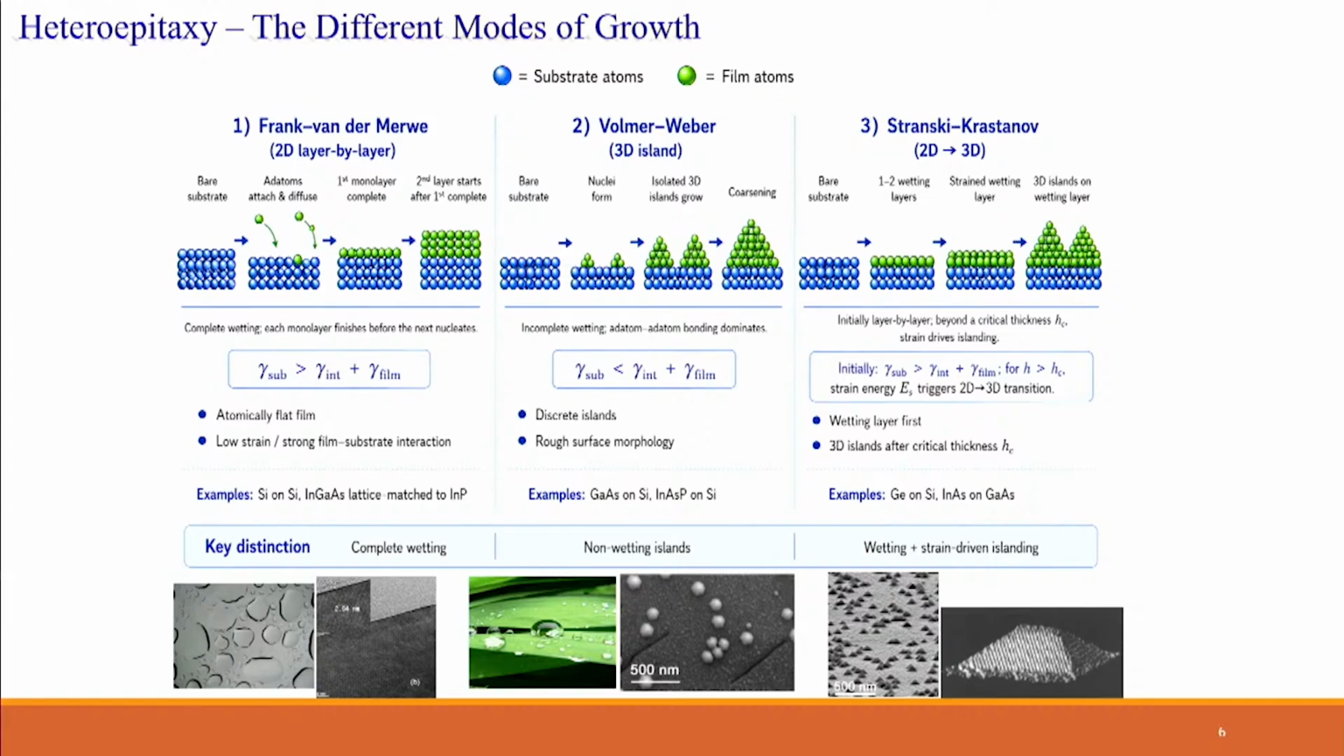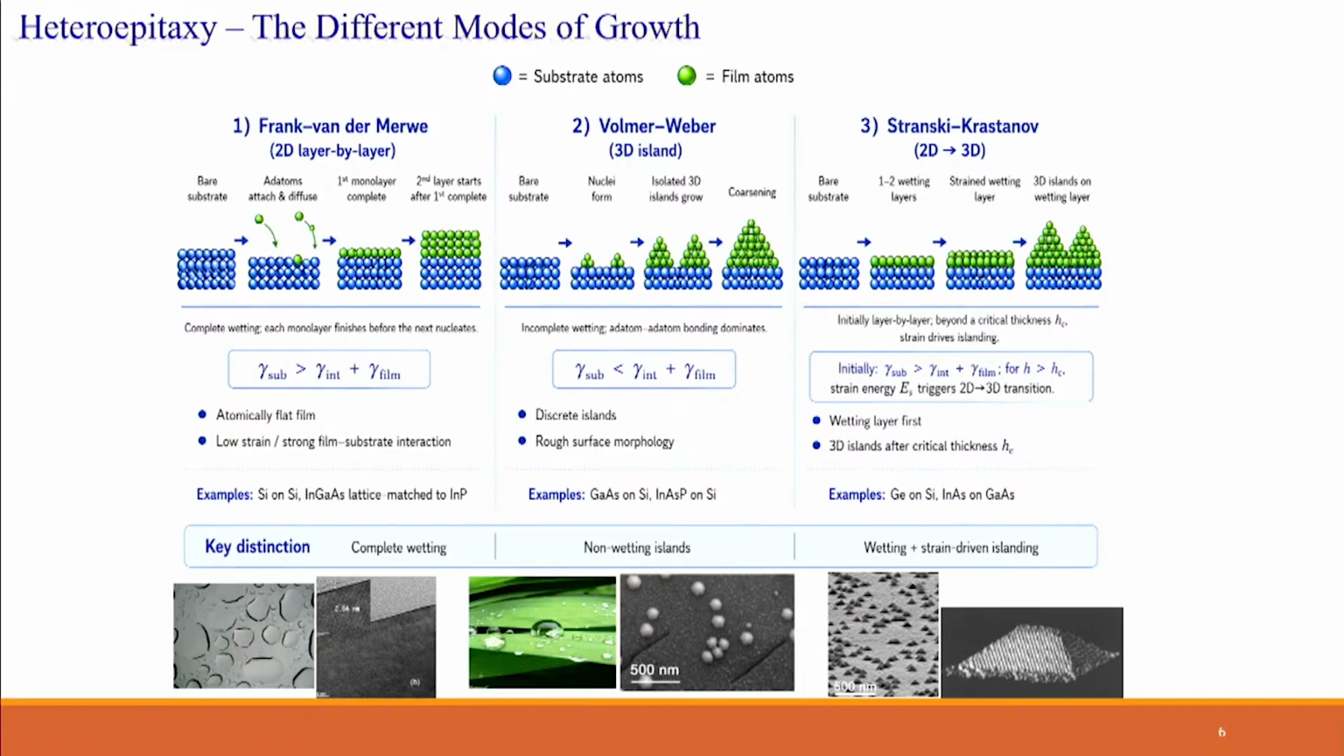This is a way in which the system tries to lower the surface energy contribution to total energy, which is why it's forming these 3D islands. This is a case where the system tries to lower the strain energy contribution to total energy, which forms these faceted islands and so on.